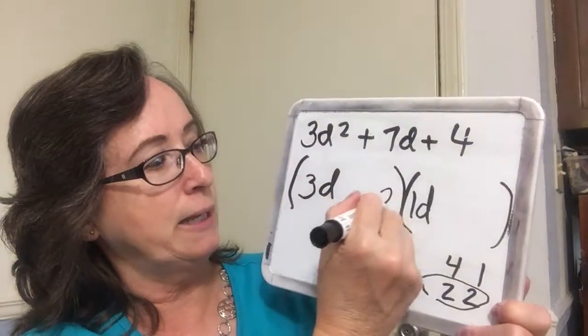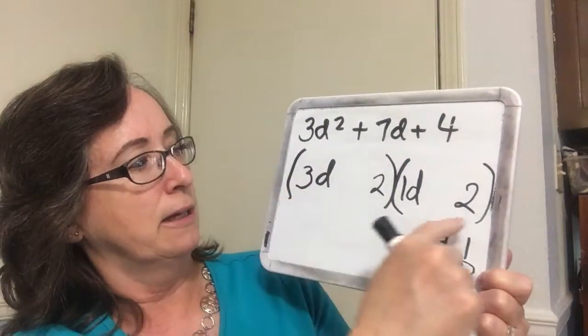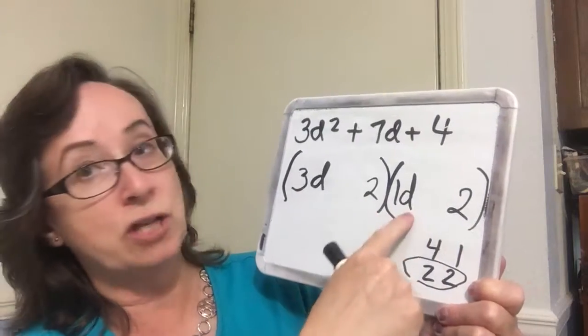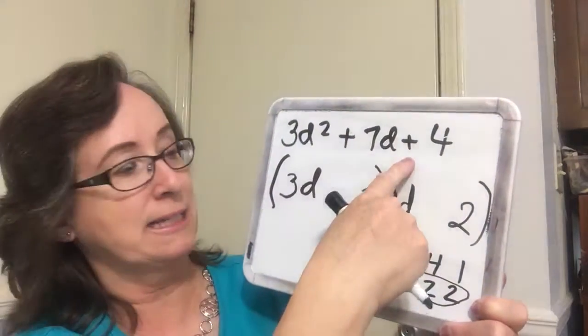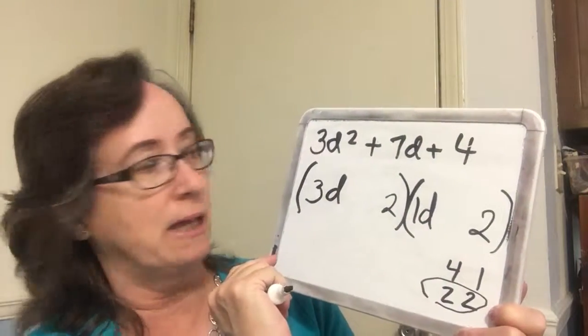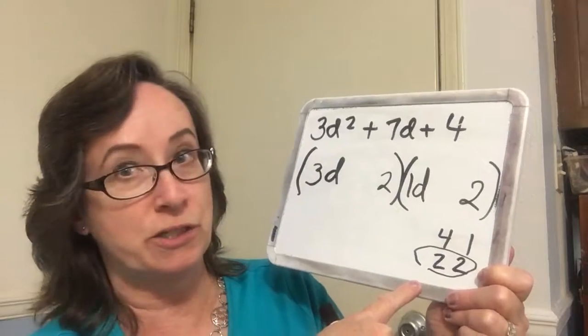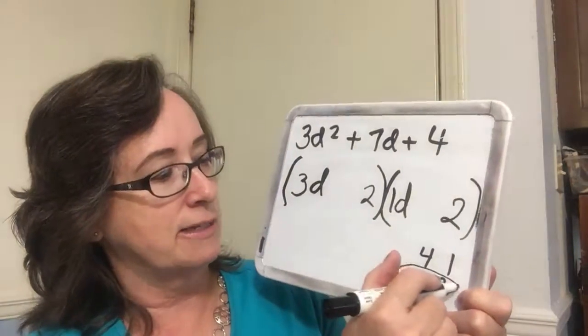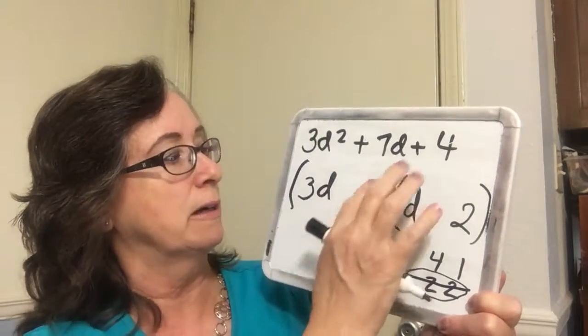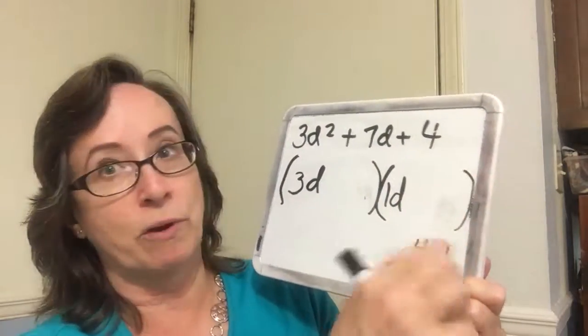If I put a 2 here and a 2 here, then I'm going to have 6 and 2. And we're adding together, and 6 and 2 is not going to give me 7. So I cannot put 2 and 2 in there any other way. So I'll say, okay, 2 and 2 did not work. I'll take those out, and I'll put in the 4 and the 1.